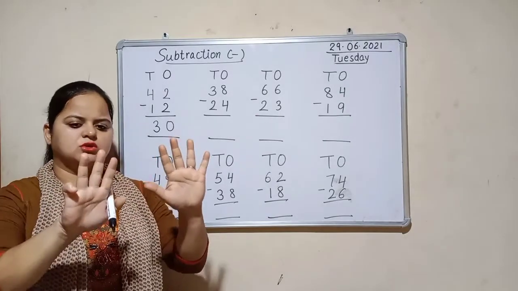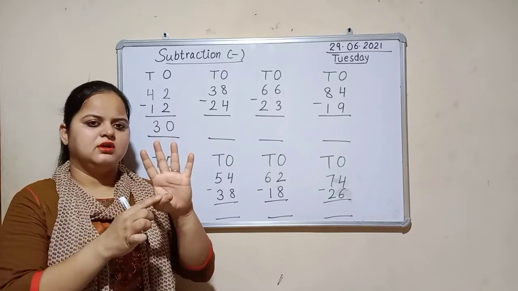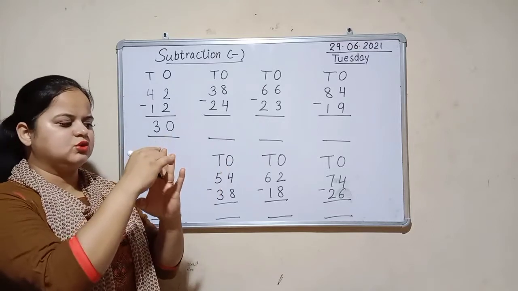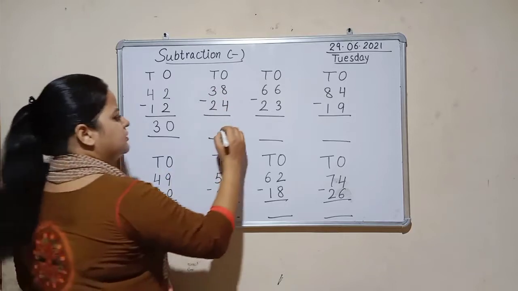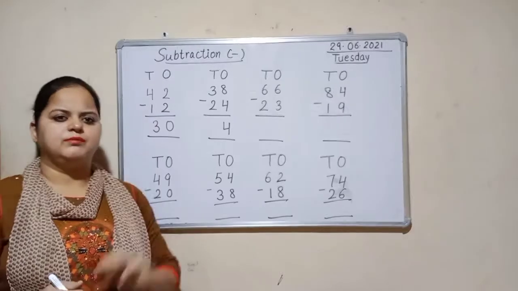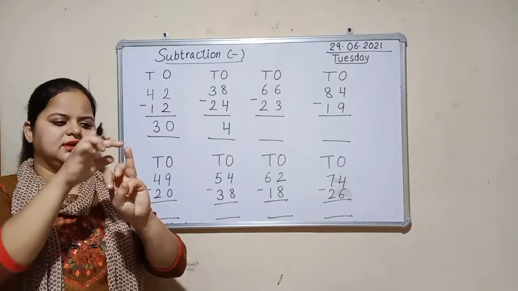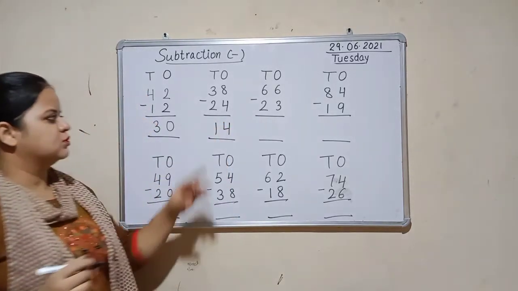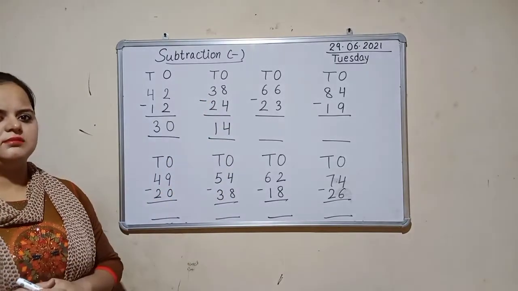Done? Okay, ma'am is also doing. See, 1, 2, 3, 4. 4 fingers I have closed. Now I have left 1, 2, 3, 4. 8 minus 4, 4. Okay, 3 minus 2. Open 3 fingers and close 2 from these 3. And now I have left only 1. So 38 minus 24 is 14.